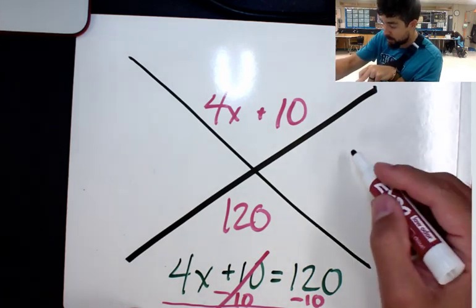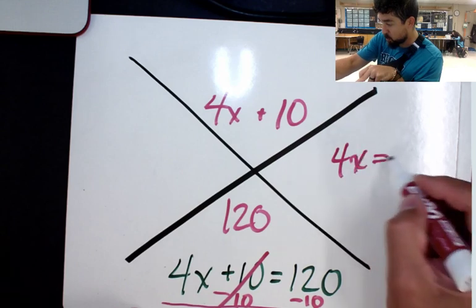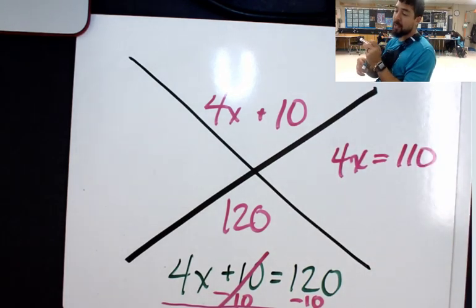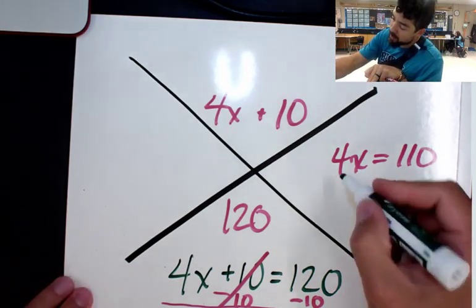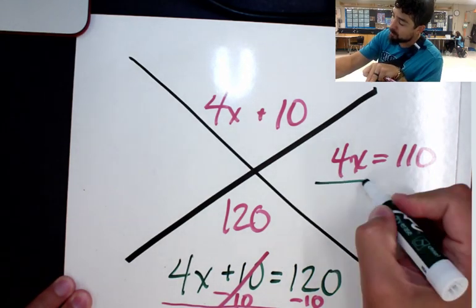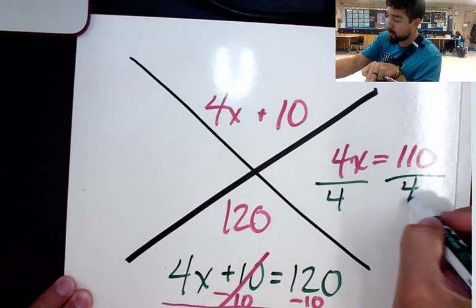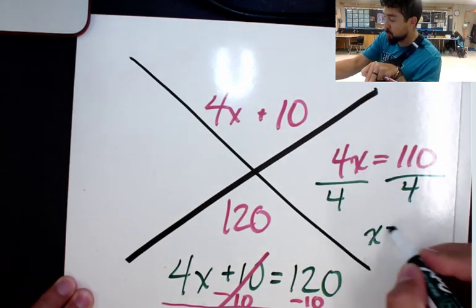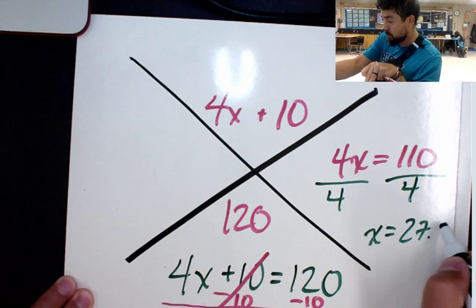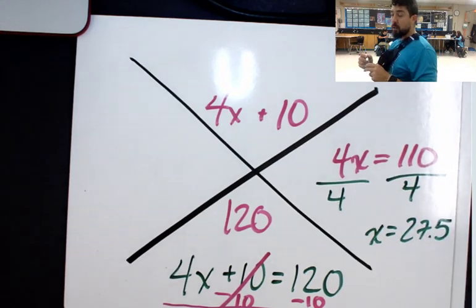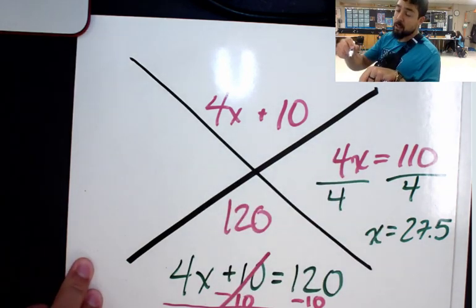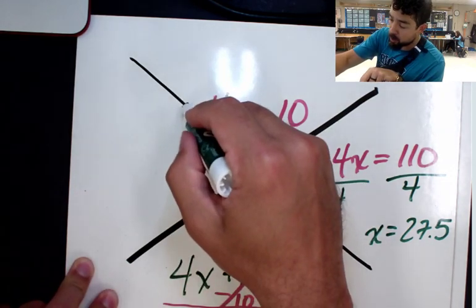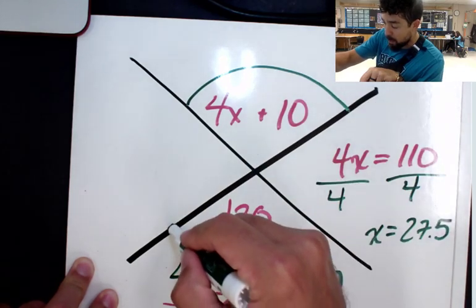I'll solve that over here. 4x equals 110. Now, how do we get the x by itself? What's the last thing that we're going to do here? Divide by 4. We're going to divide both sides of the equation by 4 so that it's balanced. X is equal to 27.5.